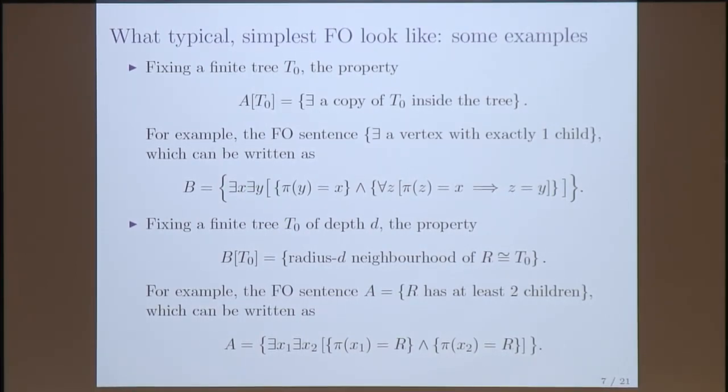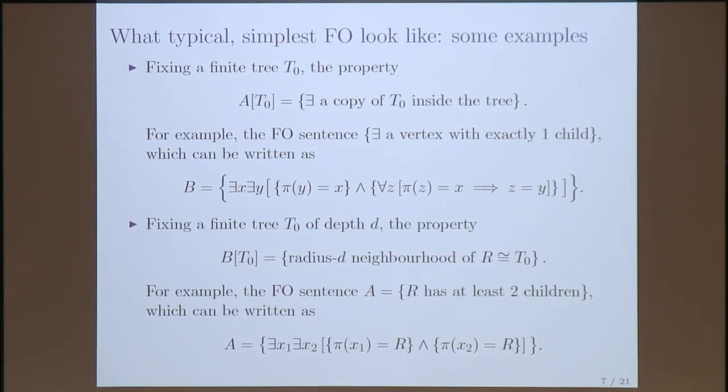Or you can say something like this: you can fix a finite tree T0 of some depth d, and say that the radius d neighborhood of the root is isomorphic to T0. The reason why these two are in separate bullet points is because the root is special. What happens around the root is not to be confused with what happens maybe deep down inside the tree.